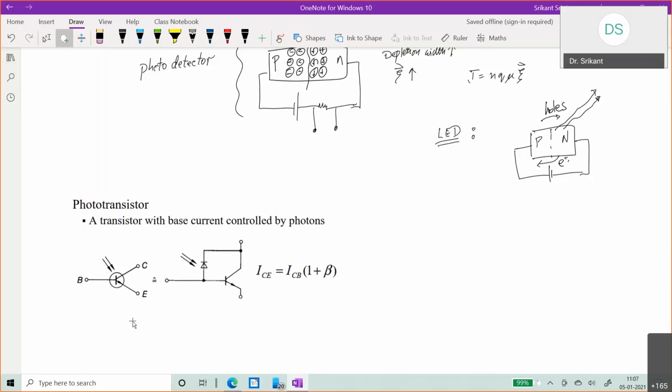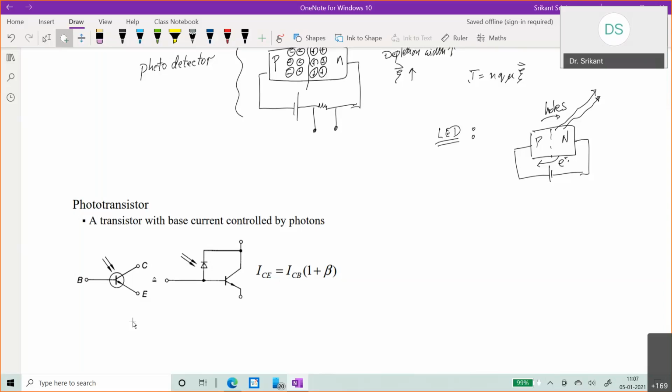Because the base current increases, the collector current also increases. So the current going from the collector side is like the base current times 1 plus beta. Okay. So this is also a mechanism of a device that does photo conversion.